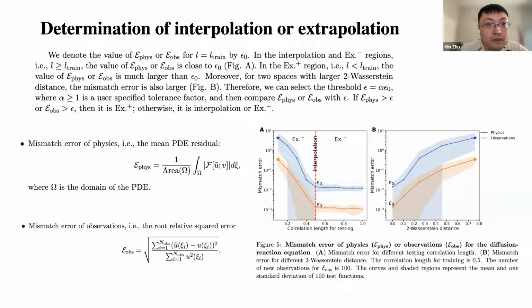Therefore, we can select the threshold epsilon as alpha times epsilon zero, where alpha, larger than 1, is a user-specified tolerance factor. And then compare the epsilon physics or epsilon observation with epsilon. If it is larger than epsilon, then it is extrapolation plus. Otherwise, it is interpolation or extrapolation minus.